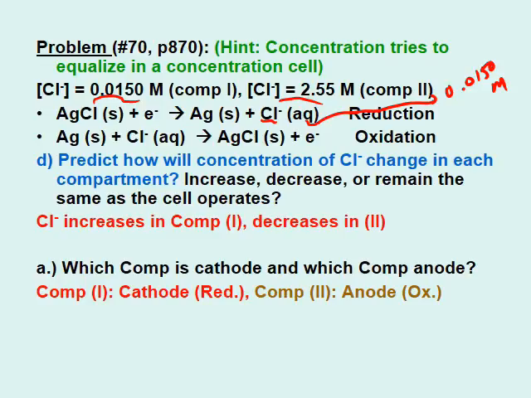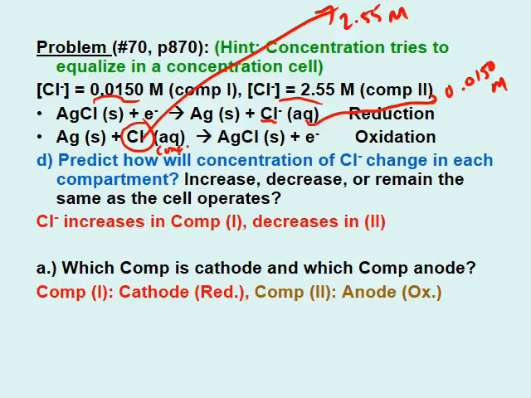In the second reaction, which is the reverse of the first one, Cl minus is being consumed as the reaction happens. So that concentration has to go down. So that means the second concentration must be the more concentrated one. So this second one is concentrated. So this would represent 2.55 molar.